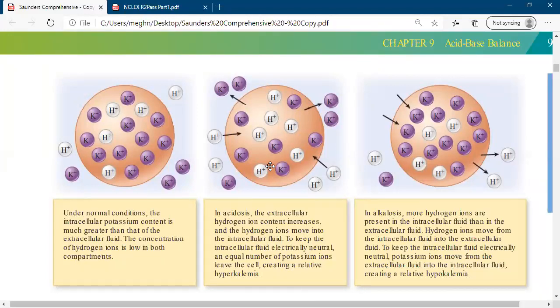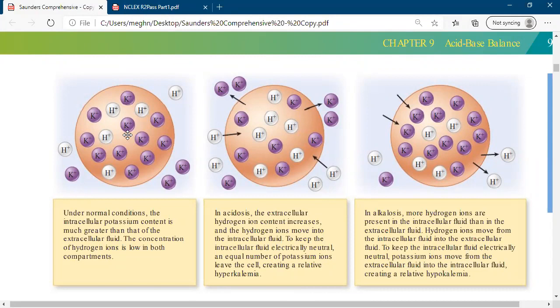extracellular means outside the cell. Extracellular hydrogen ion concentration increase means more hydrogen ions outside the cell. So hydrogen ions move into extracellular fluid. And the first picture shows the normal condition. The intracellular potassium concentration is much greater than the extracellular fluid, because this is normal physiology where intracellular hydrogen ions should always be more than extracellular hydrogen ions.